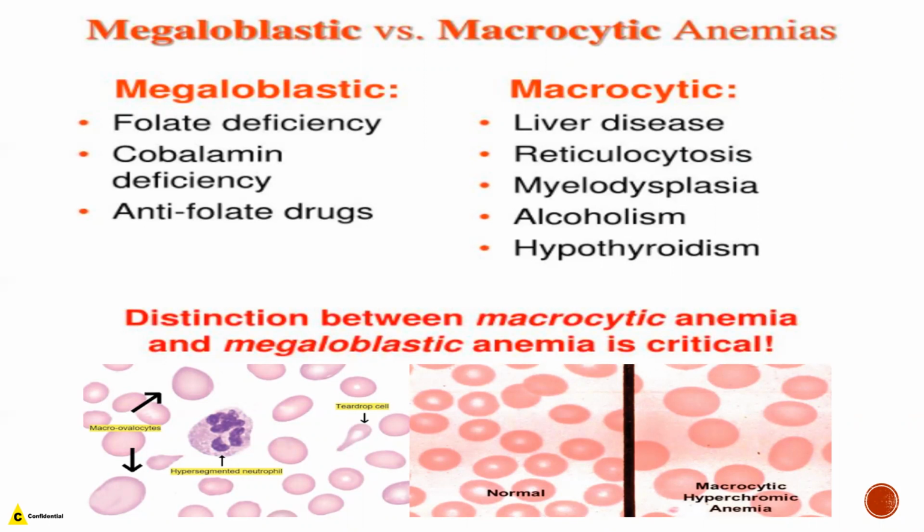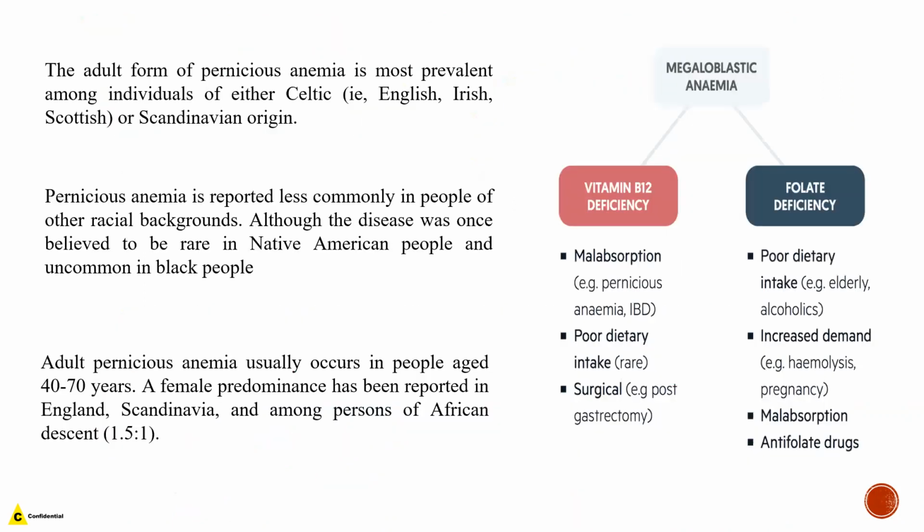Let's see, the distinction between microcytic anemia and megaloblastic anemia is critical. In microcytic anemia, there are many erythrocytes with small size and hypochromia. In patients with megaloblastic anemia, one should see not only erythrocytes with bigger size than usual, but also the presence of hypersegmented neutrophils and different poikilocytes or teardrop cells.